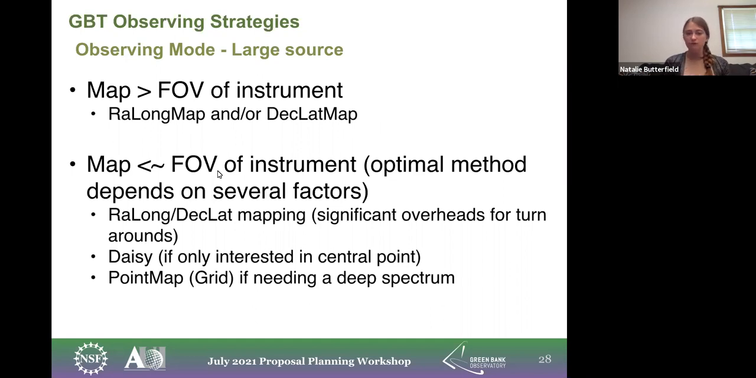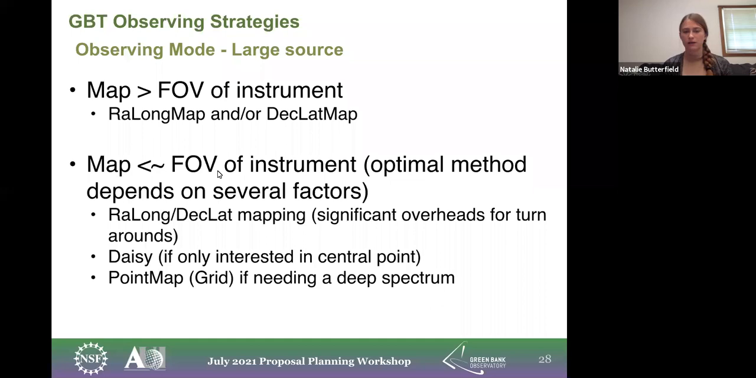If your map is roughly about the size of the field of view of your receiver, you have a few different options for those types of mapping observations. You could do an RA long map or dec lat map, but there will be significant overheads for your turnaround. So basically, if you're just going up a couple of beams and then turning around, you're constantly moving the telescope up and down pretty quickly, so there could be significant overheads just in that turnaround time.